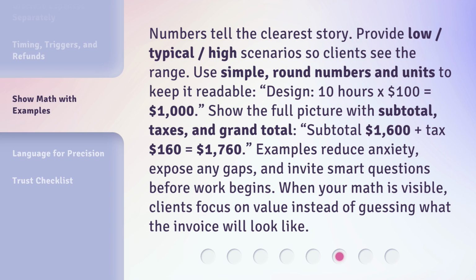Show the full picture with subtotal, taxes, and grand total. Subtotal $1,600 plus tax $160 equals $1,760. Examples reduce anxiety, expose any gaps, and invite smart questions before work begins. When your math is visible, clients focus on value instead of guessing what the invoice will look like.